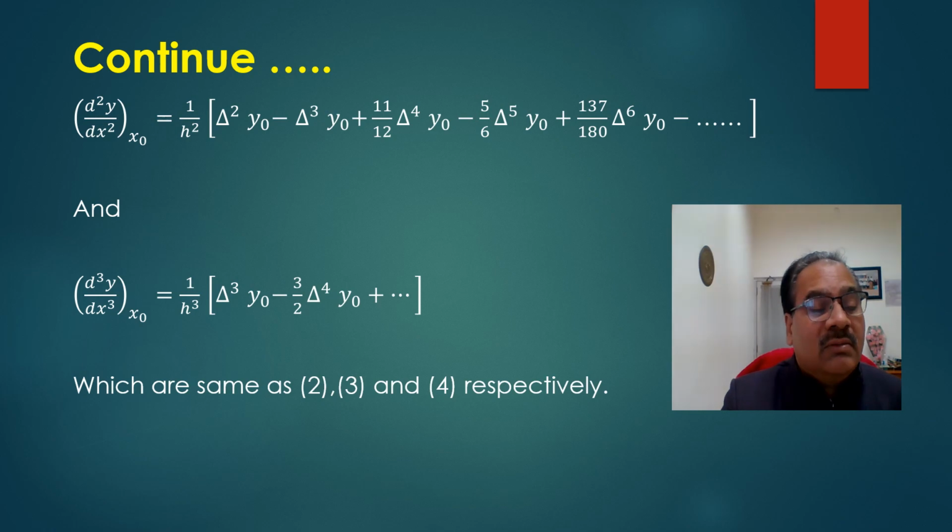Similarly, you can calculate and you will find d2y over dx square at x naught like this, and d3y over dx cube at x naught like this, is equal to 1 by h cube [del cube y naught minus 3 by 2 del power 4 y naught]. Please verify these results and you will get the same, which are the same as the previous equations 2, 3 and 4 respectively. So if you know the connection between the operators, then that is also a method to find these higher order derivative results, which is absolutely the connection between the forward and del operator.